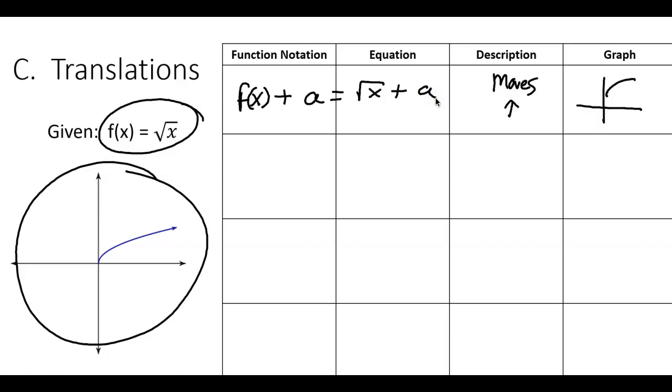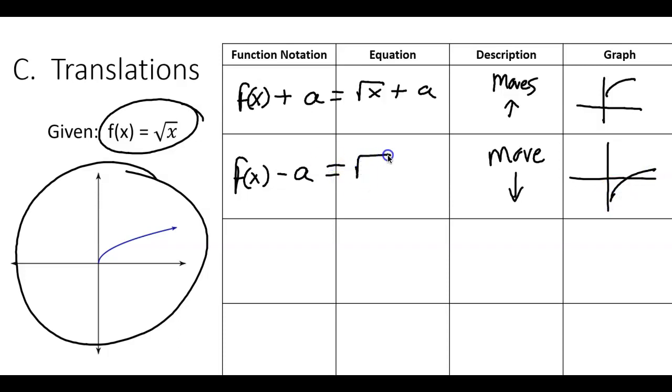Okay? We also saw that if we subtract a number from it, that would move it downwards. So if my original function looks like that over there on the left, then if you subtract something from it, it just shifts it in a downward direction. Okay? And the equation would just look like this. Once again, you're subtracting a number outside of the function, outside of the square root.